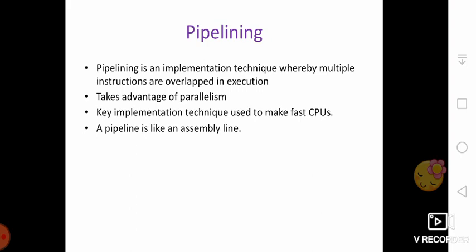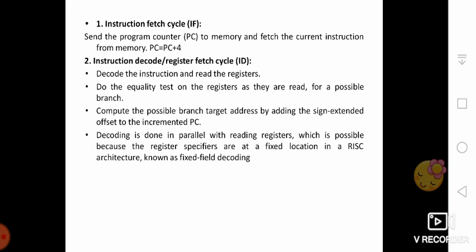ALU operations. Every instruction in this RISC subset can be implemented in at most 5 clock cycles. The 5 clock cycles are, first, the instruction fetch cycle. In this, we send the program counter, PC, to memory and fetch the current instruction from memory. Then PC equals PC plus 4.